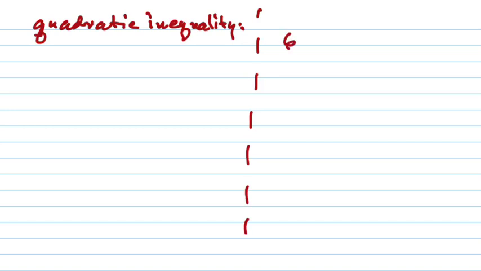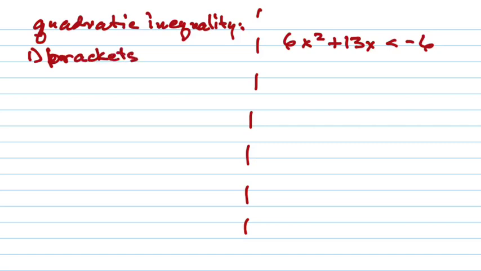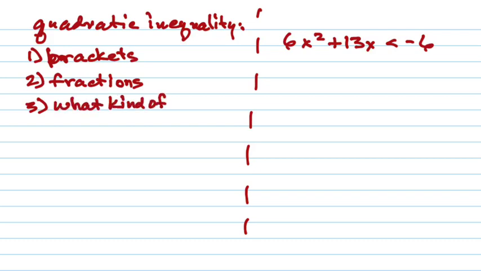Looking at the steps for this one, if you have 6x squared plus 13x is less than negative 6. First, we look for any brackets. Do you have any? No. Do I have any fractions to eliminate? No. Okay. What kind of equation is it? It's quadratic, and you can tell that because the highest exponent is 2, right?